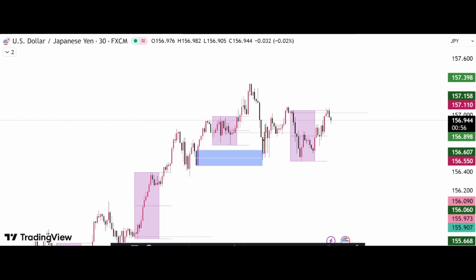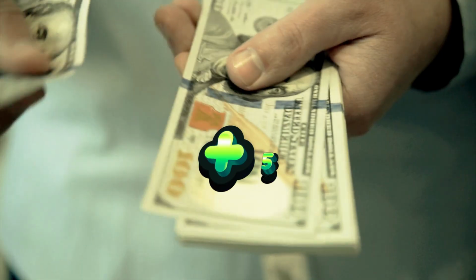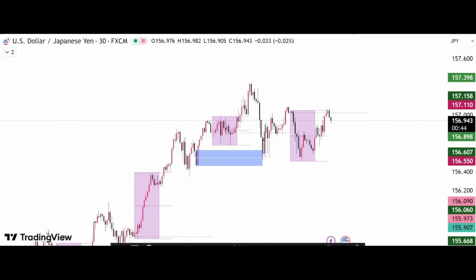In this video, I'm not showing anything fancy. No indicators, no secrets, just how I took plus 5R in about 2 hours. Using liquidity, supply, and demand, all from the 30-minute time frame as higher time frame and 1-minute confirmation entry.